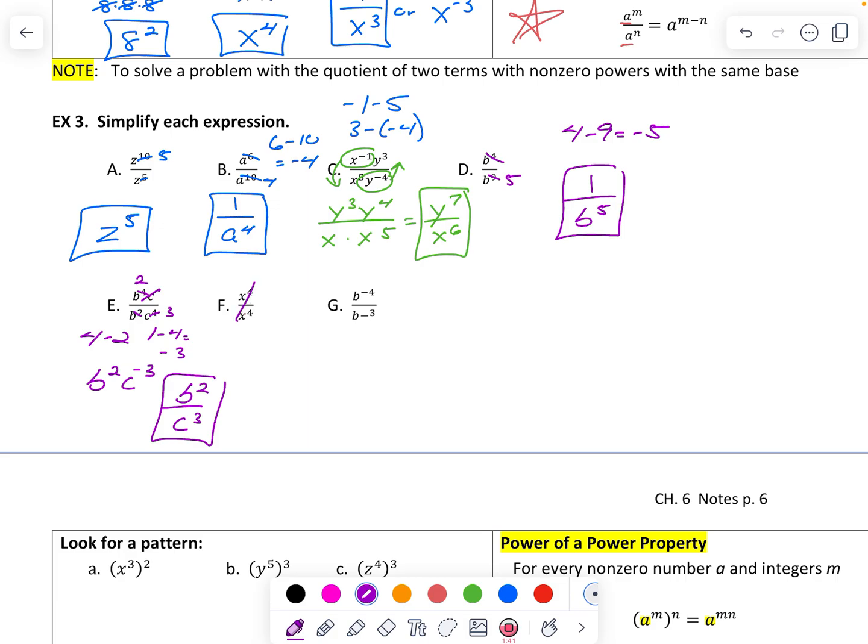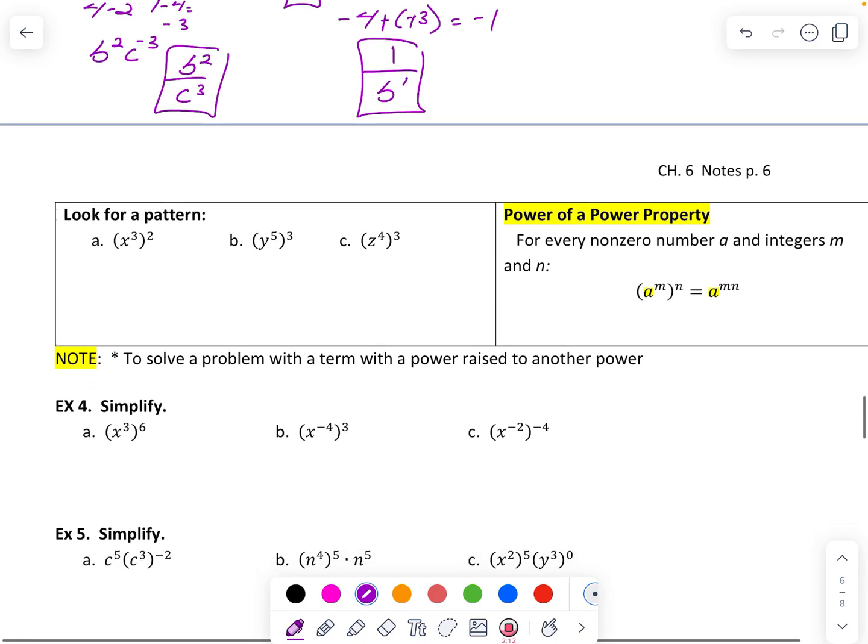Now, these totally cancel. Remember, that is 1, not 0. And then here, they could flip-flop places and become positive. Or you could have done negative 4 minus negative 3 for just subtracting the exponents and get negative 1. Either way, it's 1 over b, or 1 over b to the 1. You can put the little 1 there. It doesn't matter.